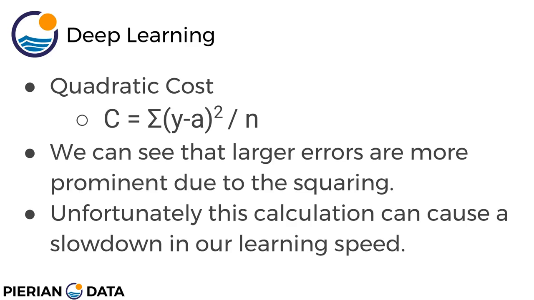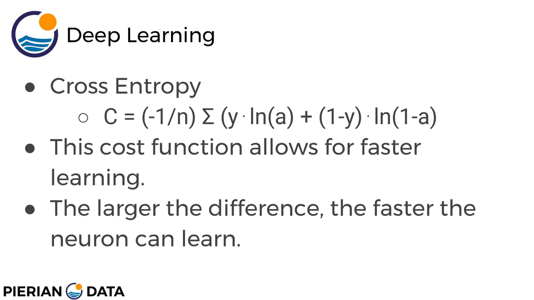Now, unfortunately, when you actually implement this quadratic cost function, this calculation can cause a slowdown in our learning speed due to the way that formulaically it actually works. So instead, we're going to be using cross entropy as our cost function. And this is defined in the following manner. We say negative 1 over n, and then we take the sum of y times the log of a plus 1 minus y times the log of 1 minus a. And this cost function allows for faster learning.